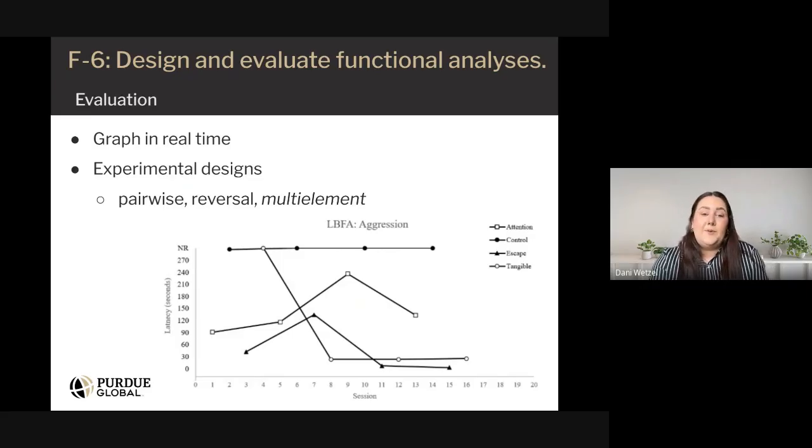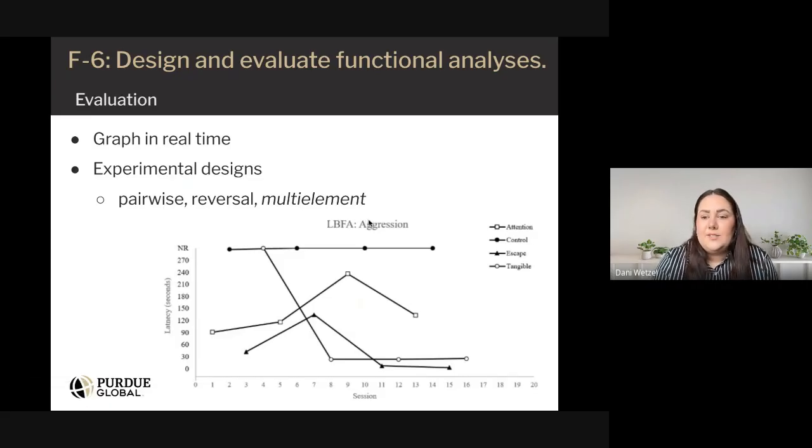And then as we're evaluating, we're going to want to make sure that you're familiar with different types of experimental designs and how to assess them and visually analyze them. So experimental designs for functional analysis might include things like pairwise, reversal, multi-element. Here in this example, you can see a multi-element design of a latency-based functional analysis.